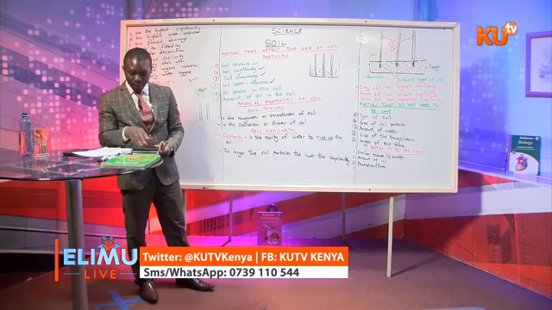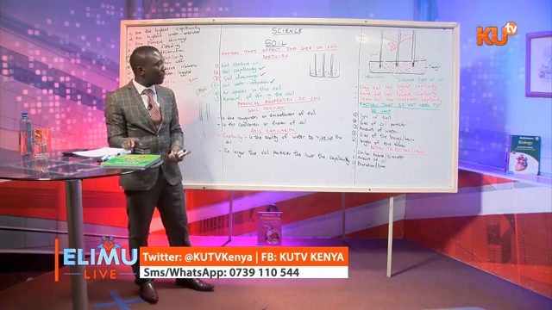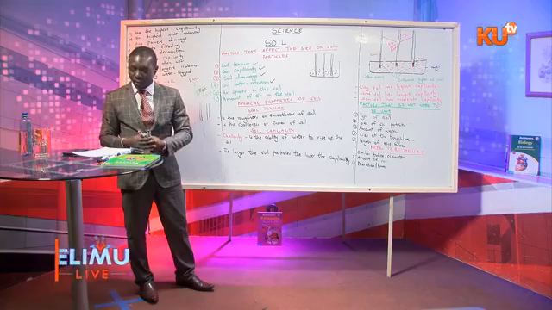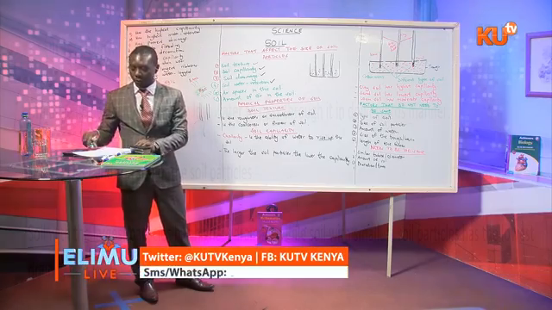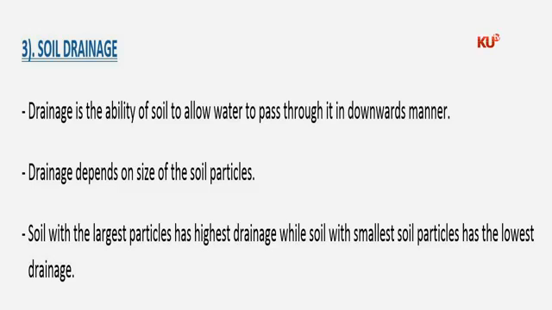So the last thing here, I want to look at soil drainage. I just want it to be shared on the screen. Drainage is the ability of soil to allow water to pass through it, in a downwards manner. So drainage depends on the size of the soil particles. The soil with the largest particles has the highest drainage, while the soil with the smallest particles has the lowest drainage.